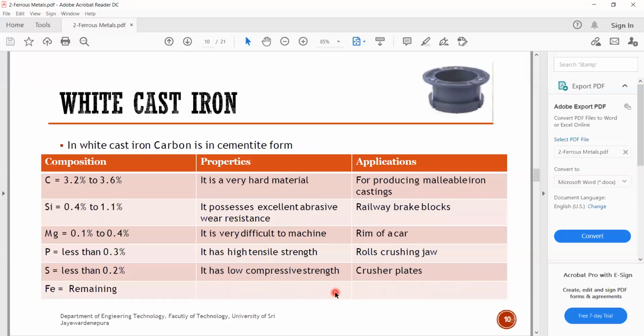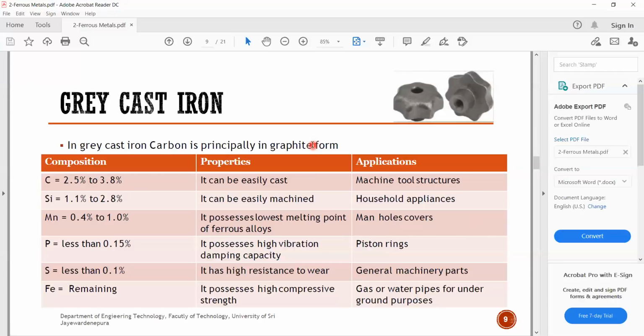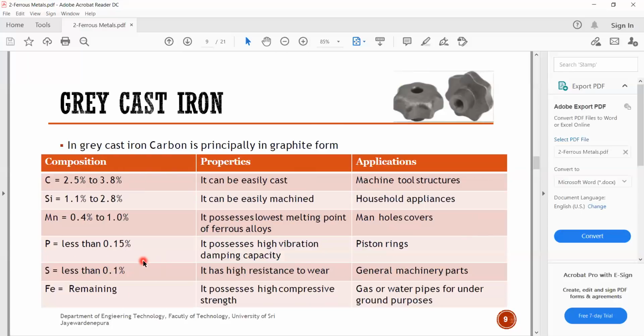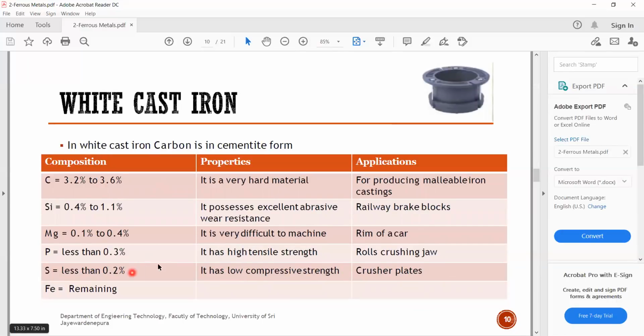Second one, this is white cast iron. White cast iron means grey cast iron has the graphite form, while white cast iron has the cementite form. Here also it has impurities plus carbon and iron, but the percentage of carbon is different from the other one, right? So, as I said earlier, properties are varied, and then you can use this for different applications, right?